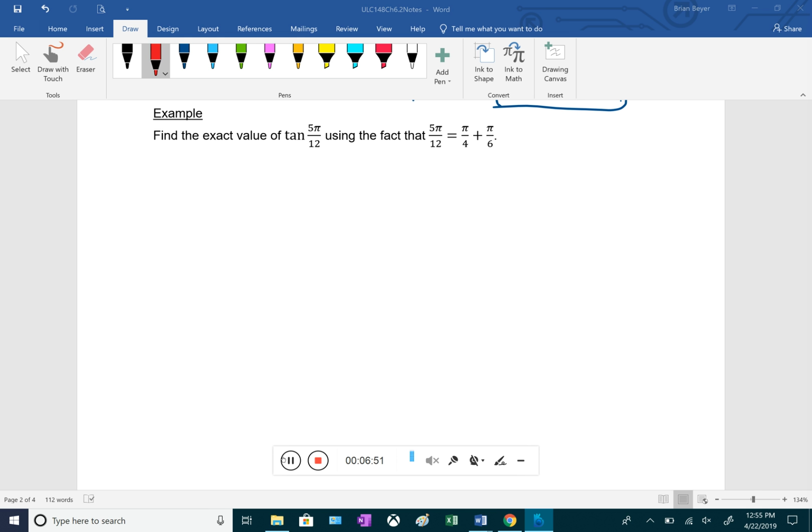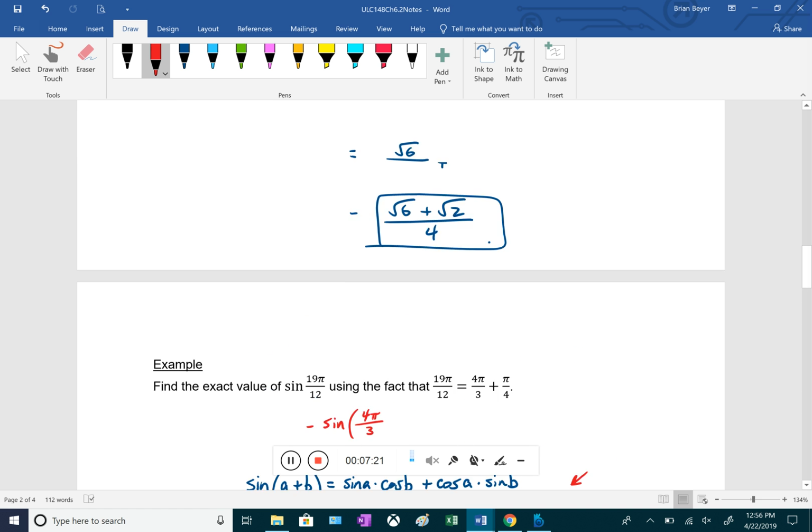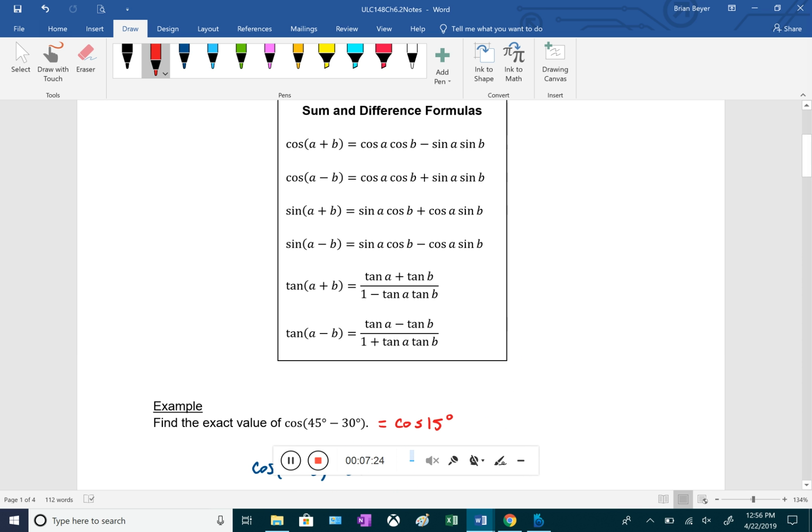So find the value of tangent of 5 pi over 12 using the fact that 5 pi over 12 equals pi over 4 plus pi over 6. Okay, so that means that tangent of 5 pi over 12 is going to equal tangent of pi over 4 plus pi over 6. So we're going to be using the sum formula for tangent. So we go up to the formulas and we see that tangent is going to be right here. So let's write that down.